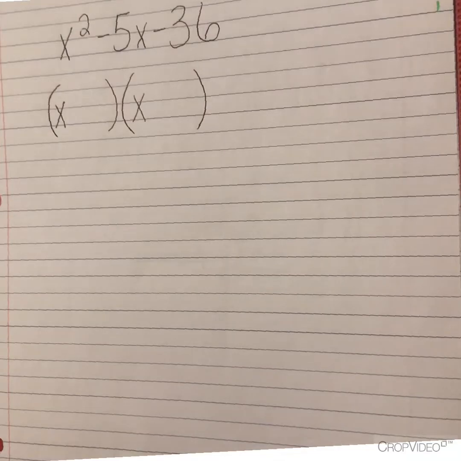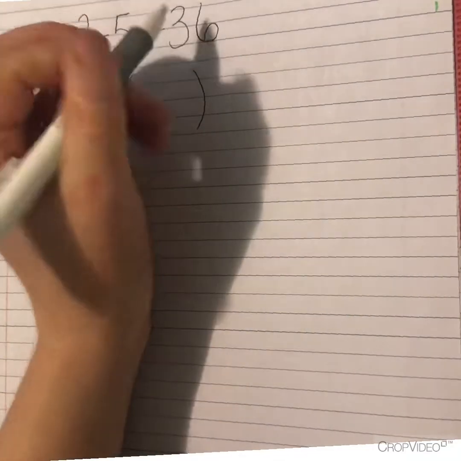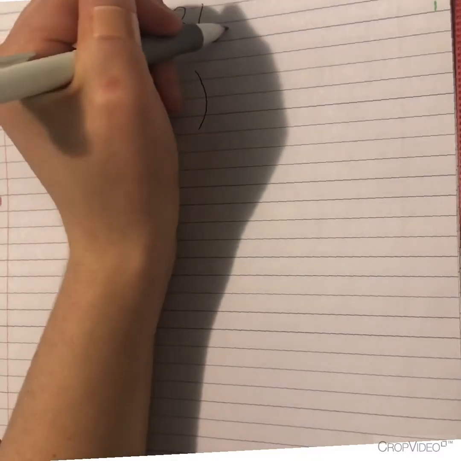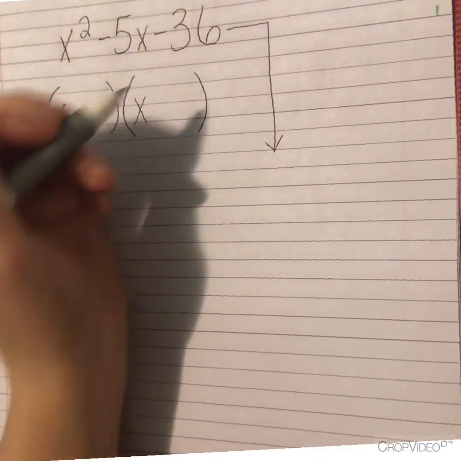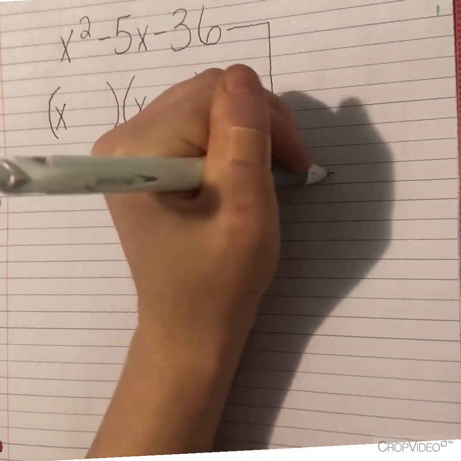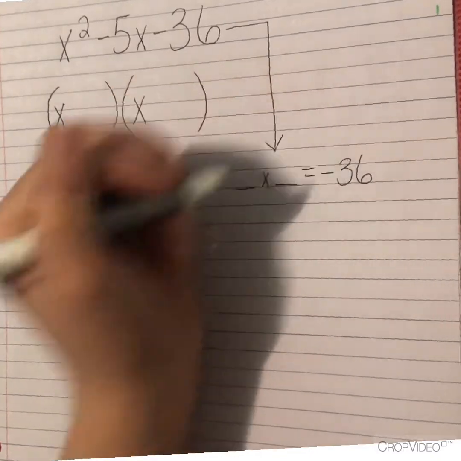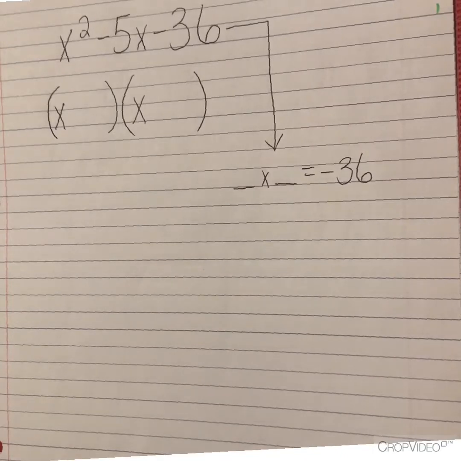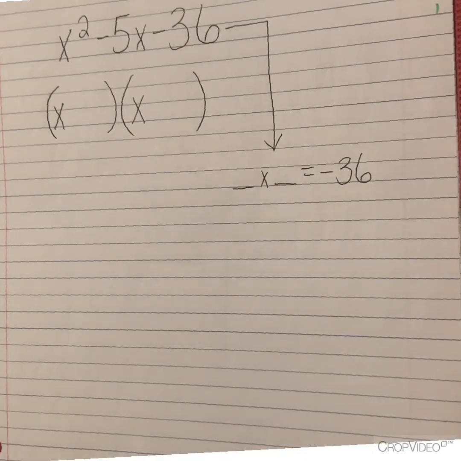So we know to put our two x's down. Then now we're going to look at our negative 36. And we're going to think to ourselves, what times what equals negative 36? Now this is where it gets a little bit confusing, but you just have to bear with me.